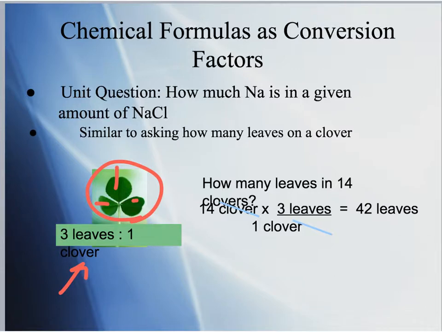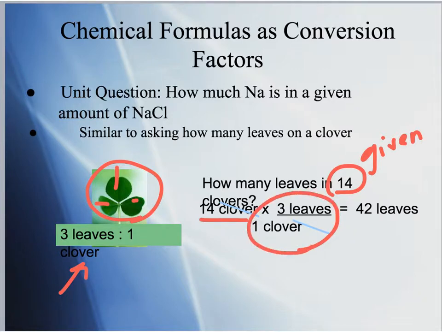We can set it up with our 14 clovers to begin with, because that's what we're given in the question. Then we can use our 1 clover equals 3 leaves as a conversion factor, making sure that clover is on the bottom so that it cancels the clover we start with, and leaves is on the top so that we end with the unit that we desire, which is leaves. Once we do the math, we multiply on the top, divide by the bottom. 14 times 3 divided by 1 is going to give us 42 leaves.